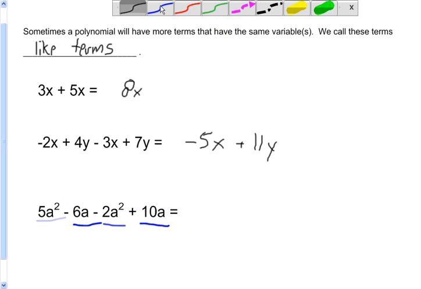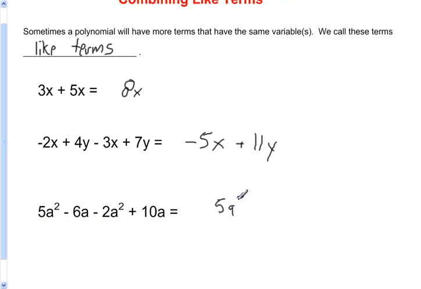When we do this, we're going to get 5a squared minus 2a squared. Those two we could combine together, and we could have negative 6a plus 10a. We can combine those together, and when we combine 5a squared and minus 2a squared, we would get 3a squared, and negative 6a plus 10a is plus 4a. So that's combining like terms, also known as adding and subtracting polynomials.